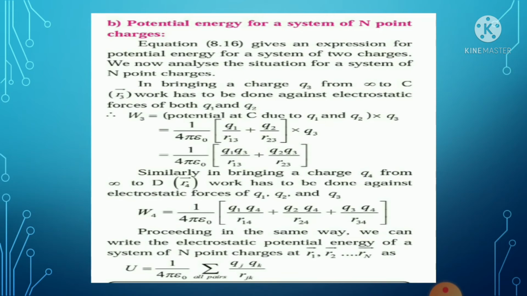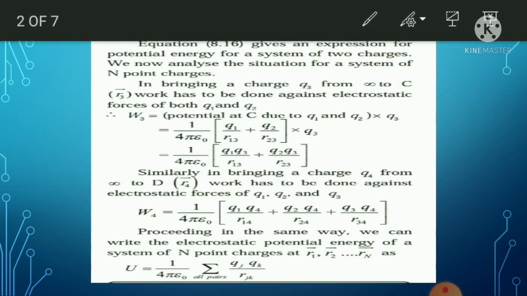upon R13 plus Q2 upon R23, into Q3. The bracket value is the potential at point C due to the Q1 and Q2 charges, which is Q1 upon R13 plus Q2 upon R23.